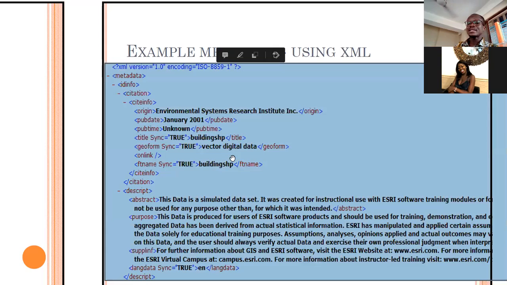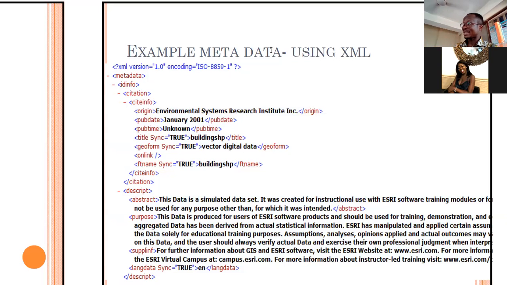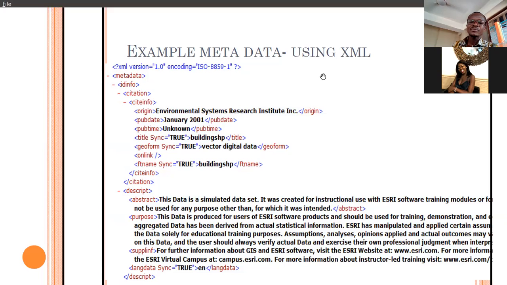Vector digital data means the data you are holding is not raster. So it's not a picture. It's not a satellite image. Are you okay? Then it's telling you exactly what the data is about. Look down there. It says the data is a simulated data set. What does it mean? Anything that's simulated means it's not real. Are you okay? It's not real. It was created for instructional use. So it's for teaching in school.